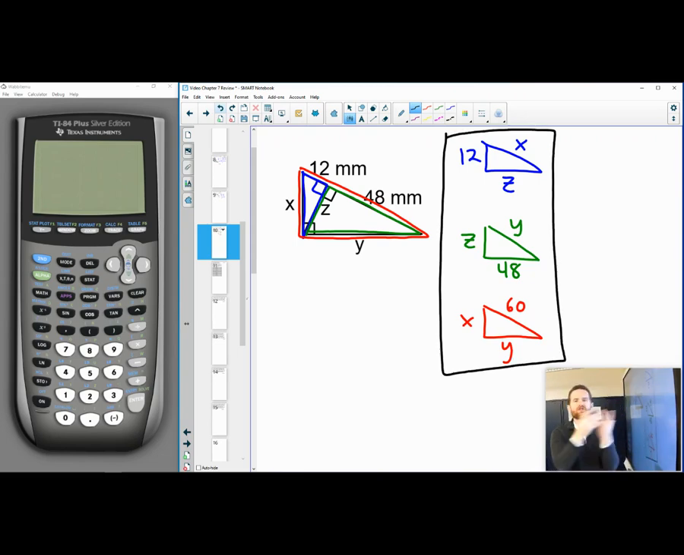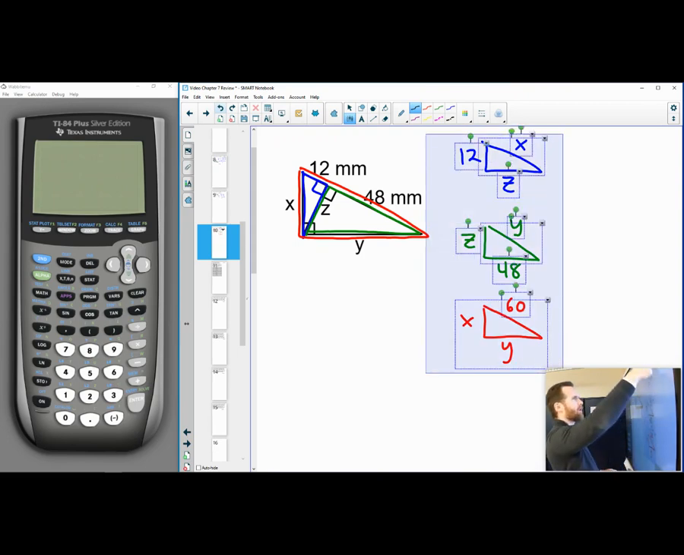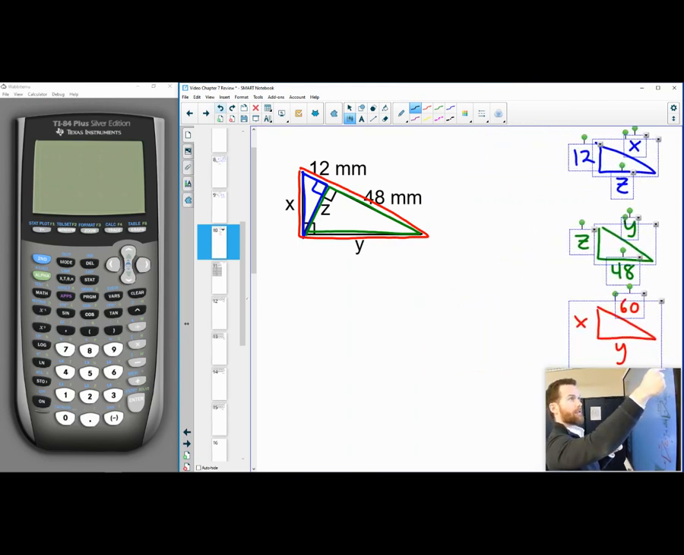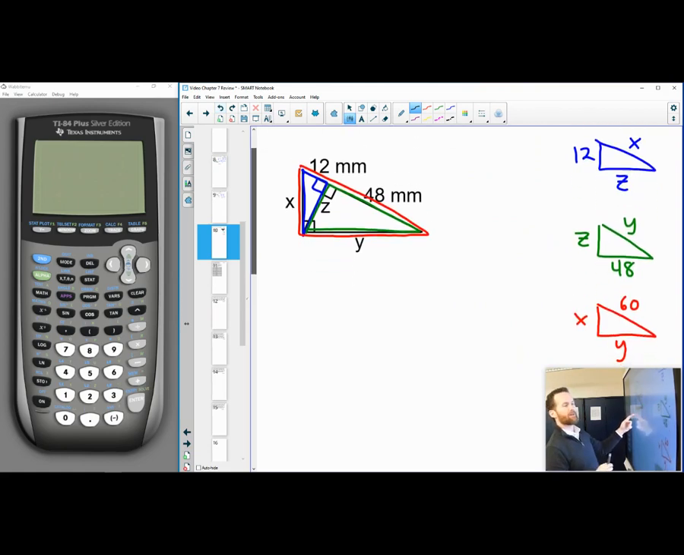Because now you have three separate, similar right triangles, which means you can just set up three proportions. I'm going to move these over so I have more room to show my work. We can't scroll up because then my face will be in the way, but that's okay. Let's do X first.